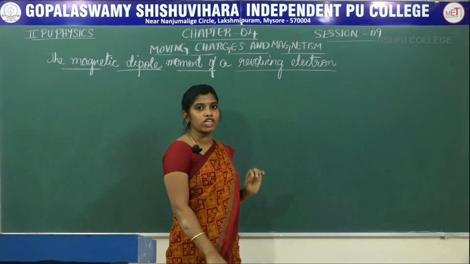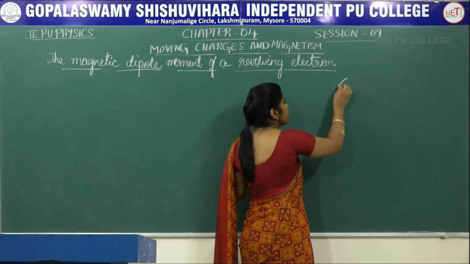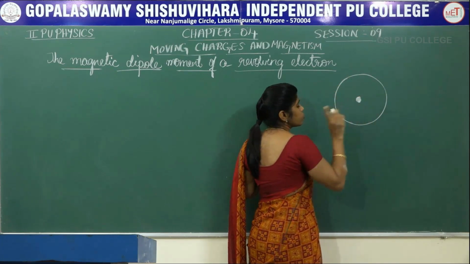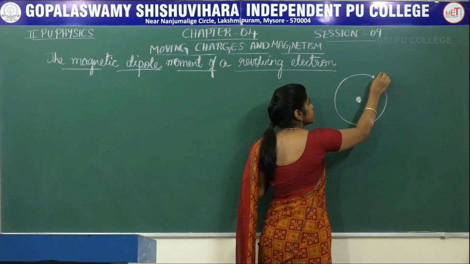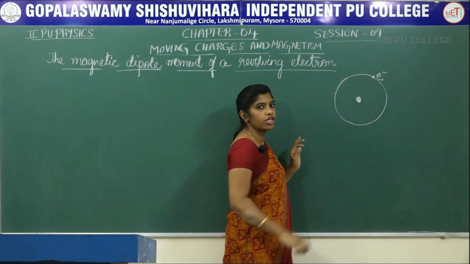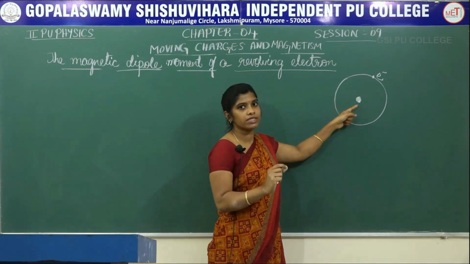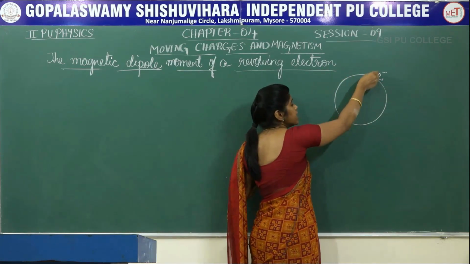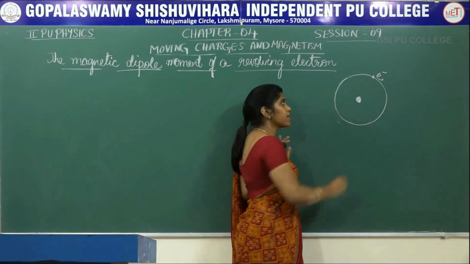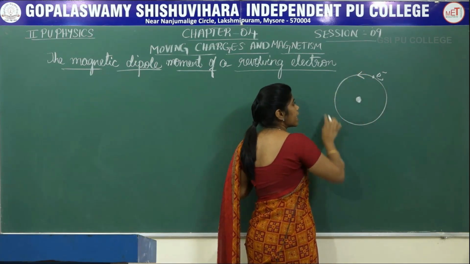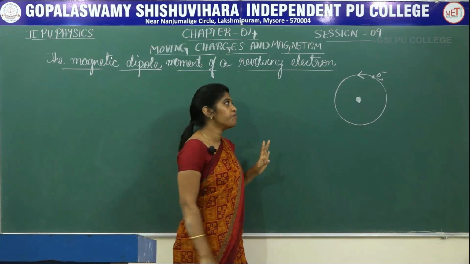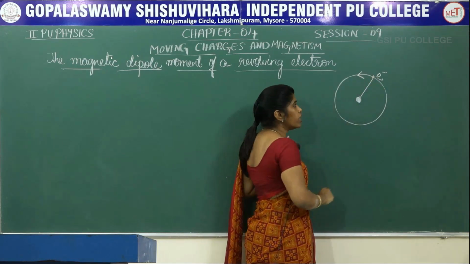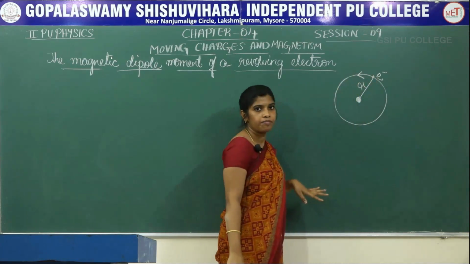Let us consider the case of a hydrogen atom. If this is the nucleus with one proton and this is the electron which is revolving around the nucleus. As you know, the nucleus is positively charged and the electron is negatively charged, and the electron is revolving around this nucleus. Let me say this is the direction of revolution of the electron, and the distance between the nucleus of this atom and the electron is taken to be some small r.